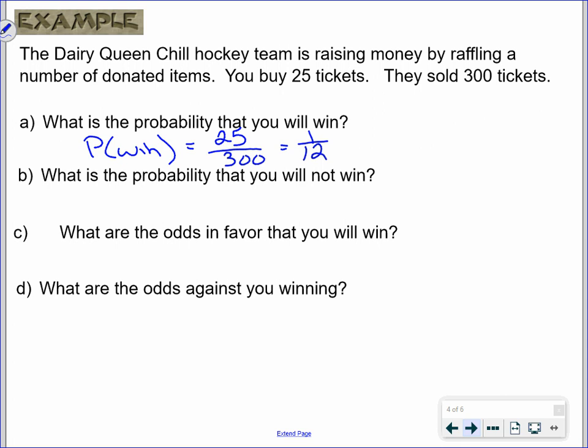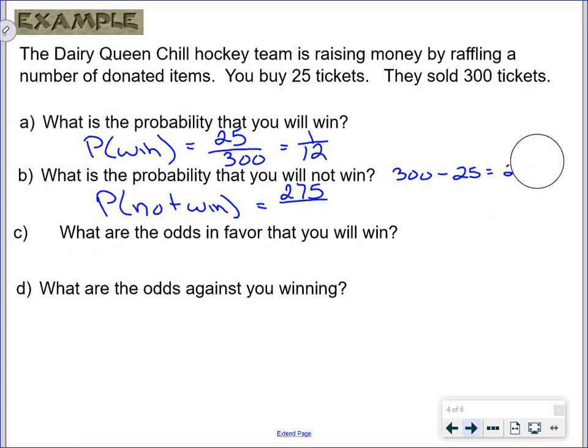What is the probability that you will not win? So if there are 300 tickets sold and you bought 25 of them, that means you could win 25 times, but that you will not win 275 times. So if we took the 300 and subtracted the 25 tickets you bought, that means that somebody else is going to win those 275 times out of the total number of tickets, which is 300.